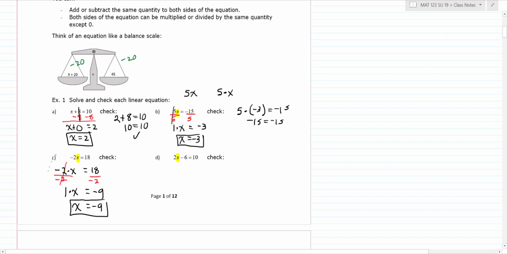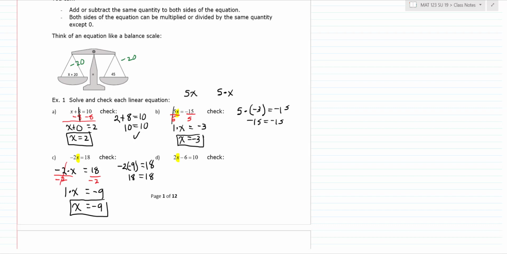Check it, plug it back in. You have negative 2 times the answer, negative 9, is 18. That's true because 2 negatives multiplied give a positive. Many of you may need to review your rules for multiplication. All right.